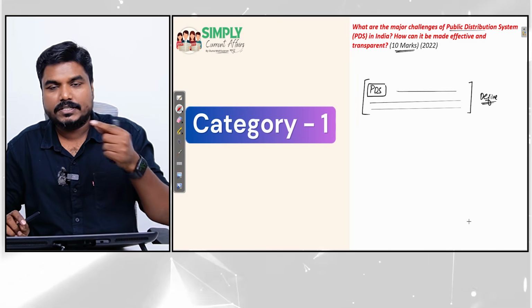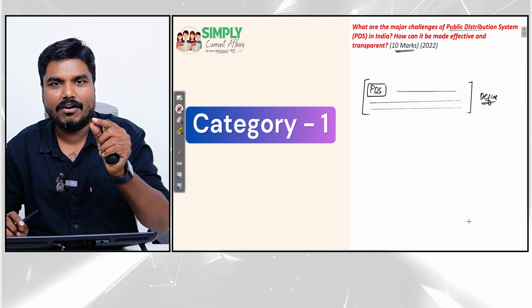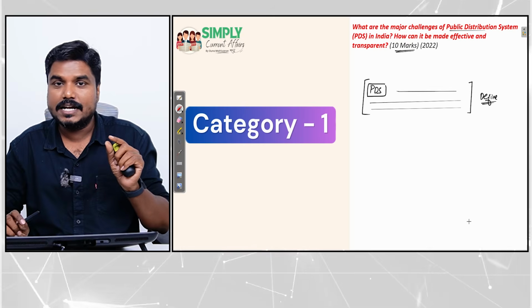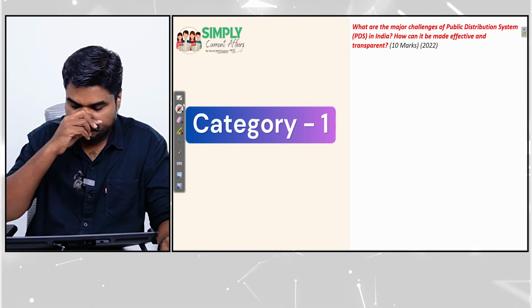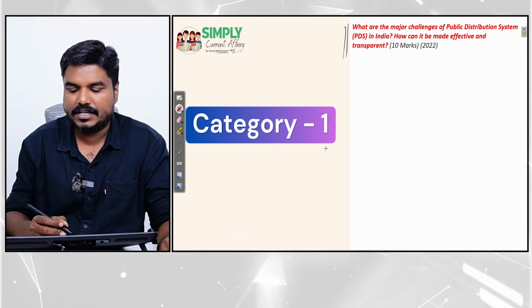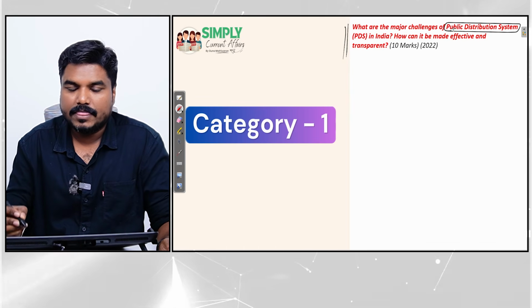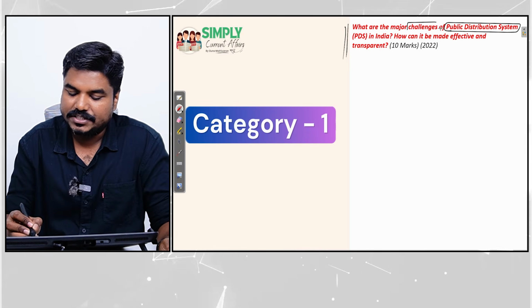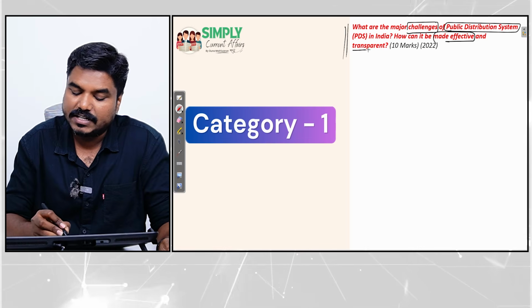Okay, but the most important in my feeling is the context as well as the demand. See, what is the context? Look, by reading the question only we will understand the context. Public distribution system is the keyword. The question is asking about challenges, and how it can be made effective and transparent.